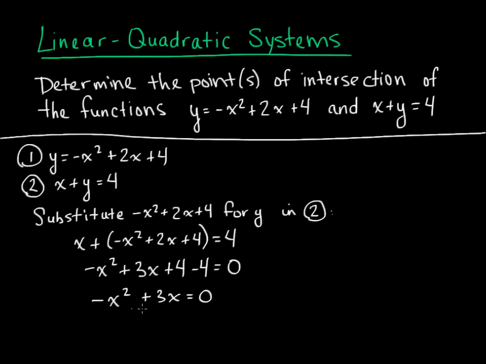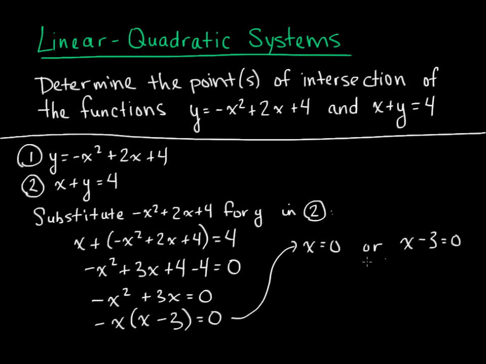Well, this equation can be factored, and so on the left-hand side, I can factor out negative x, and I'm left with x minus 3 equal to 0. Okay. Continuing, so solving this equation, I've got two possibilities. Either x is equal to 0 or x minus 3 equals 0. And so I get either x equals 0 or x equals positive 3.